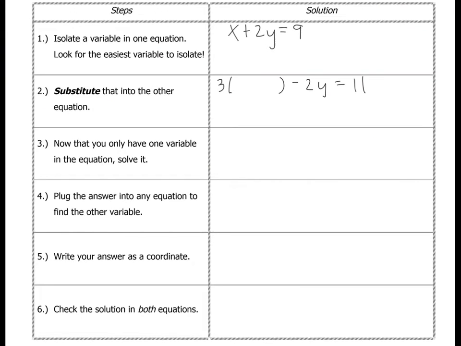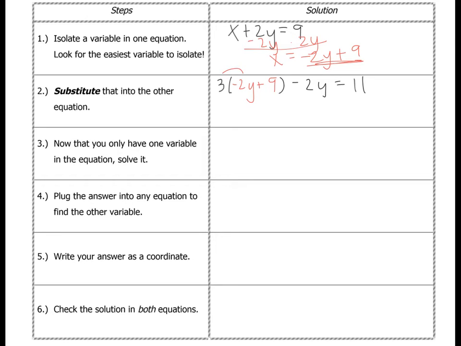So what we're going to do is we're going to isolate a variable in one equation, look for the easiest variable to isolate. So x plus 2y equals 9 is an easier one to isolate because all we have to do is subtract 2y from each side, and x equals negative 2y plus 9. So now we can put this in for the x in the other equation. So negative 2y plus 9 instead of 3 times x. We're going to do the distributive property.